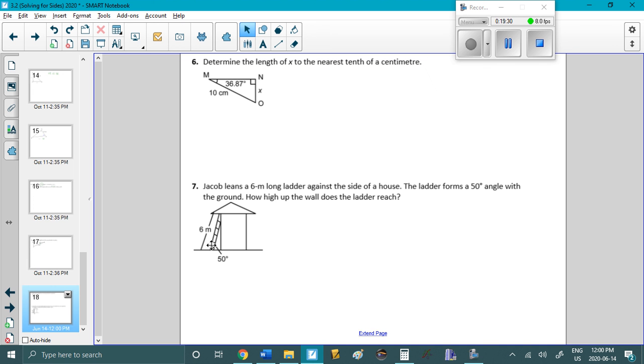So he's got a 6-meter long ladder. It shows a 50-degree angle. So let me just redraw this triangle for you. Looks like this. This is a 90. This is 50. This is 6 meters. And they want to know this height here. Okay? So nothing crazy. It just starts with a picture.